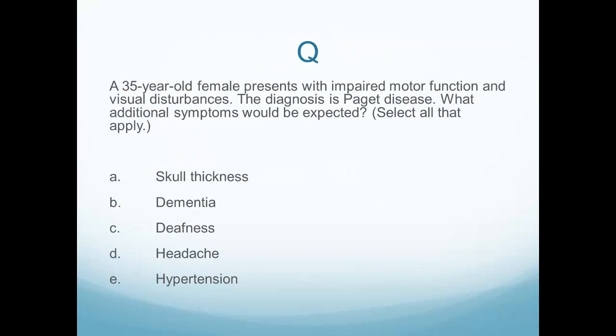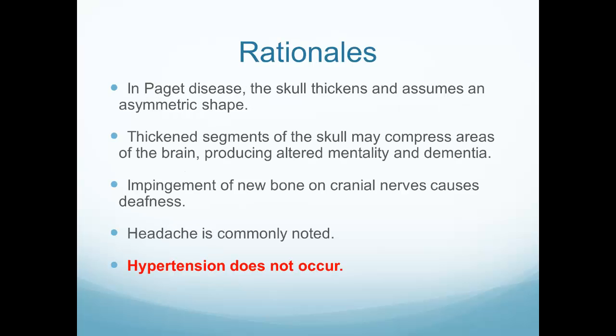A 35-year-old female presents with impaired motor function and visual disturbances. The diagnosis is Paget's disease. What additional symptoms would be expected? Now here's one of those select-all-that-apply types. The correct answer is, in Paget's disease, the skull thickens and assumes an asymmetric shape.